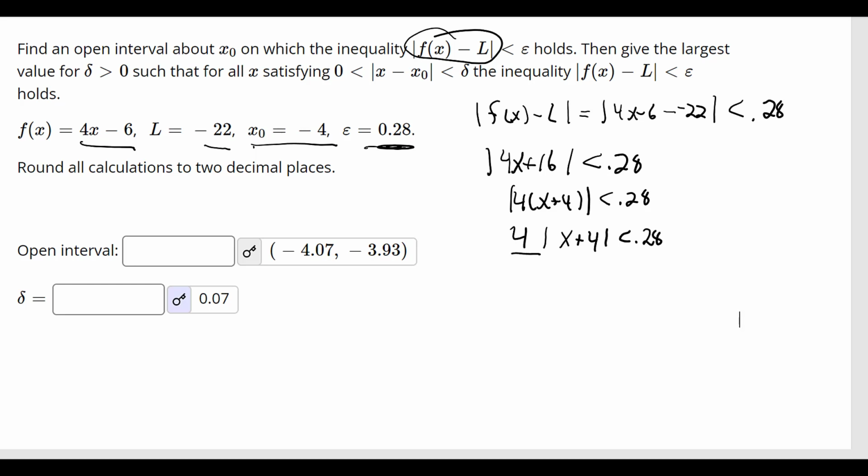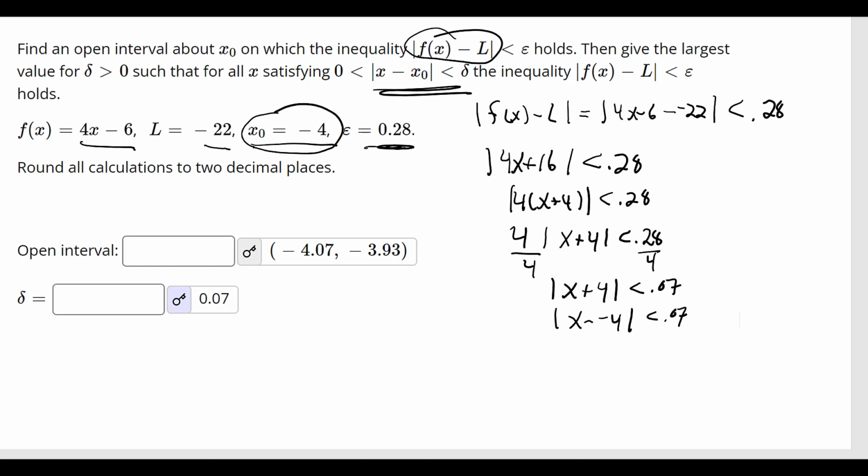So now we can divide both sides by this 4. And we end up with the absolute value of x plus 4 is less than 0.07. And I want to point out, you could think of that as absolute value of x minus negative 4 is less than 0.07. So we get this format right here because our x sub 0 is negative 4. Which tells us that that's our delta right there, as the answer says right there. Okay, kind of marked up the screen here, but we can still finish this off.